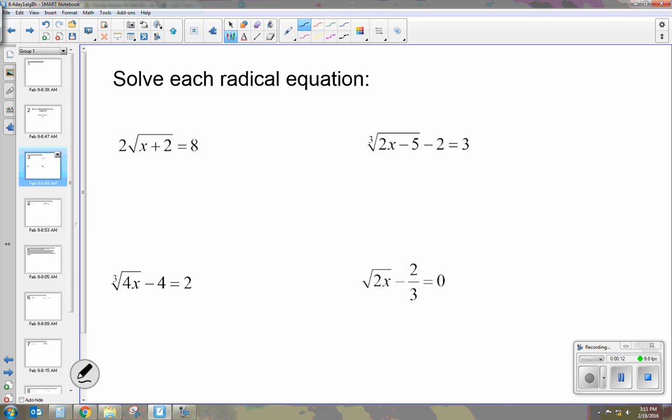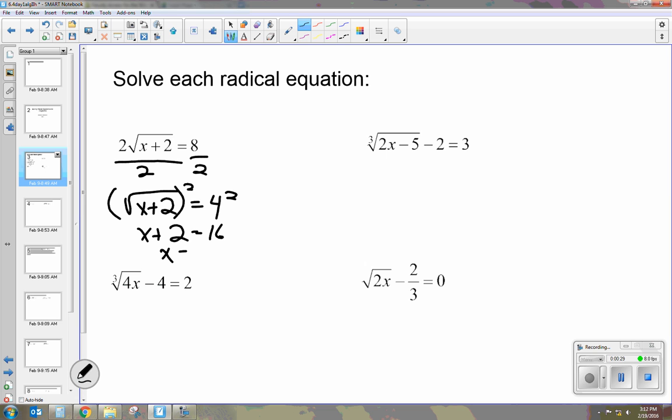We want to get the radical on a side by itself, so that way we can then get rid of the radical. So first we're going to divide by 2. So we have the square root of x plus 2 equals 4. Simply square both sides. X plus 2 equals 16. And then x equals 14.